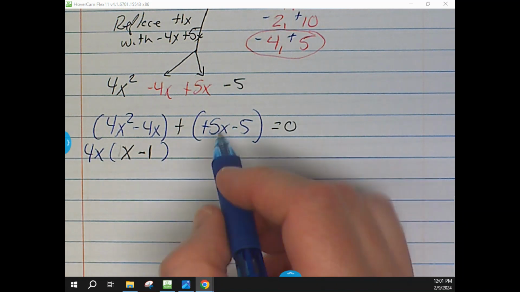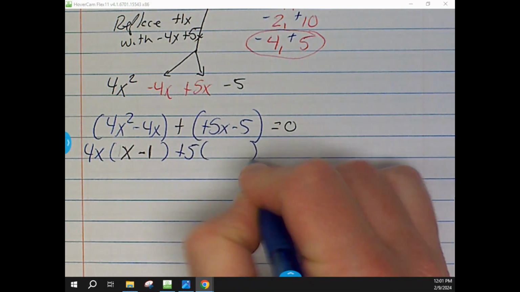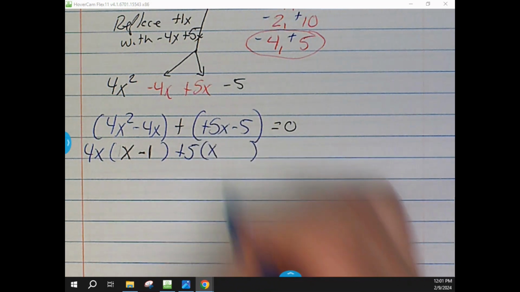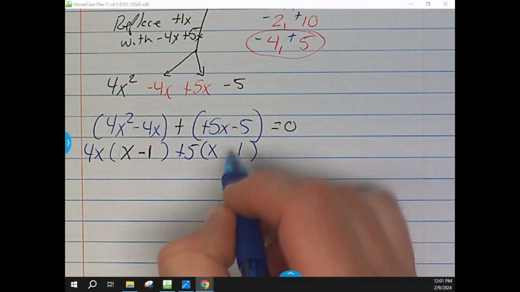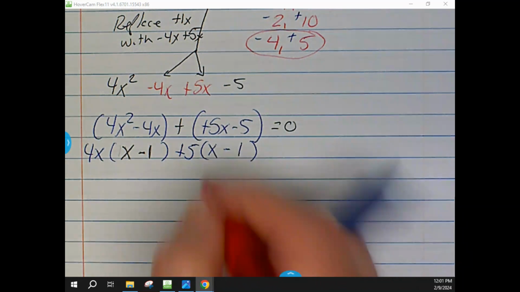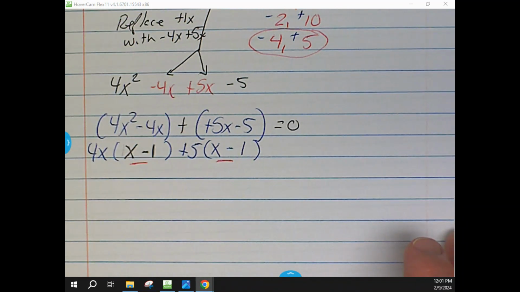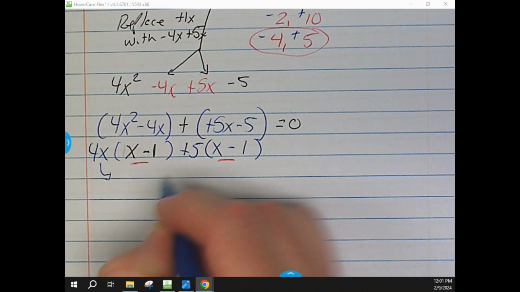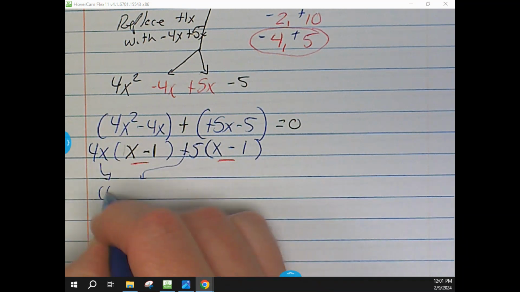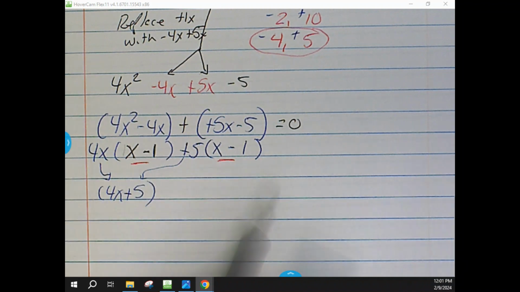Okay, second parentheses. We've got a 5 and a 5, so we know we can take out a 5. We'll do 5x divided by 5. That'll leave you with the x. And then same thing, we'll do 5 divided by 5. That's going to be a 1. So we get these 2 parentheses to match up. Okay, so then we can pull these 2 together. So that's 4x plus 5, and then the x minus 1.